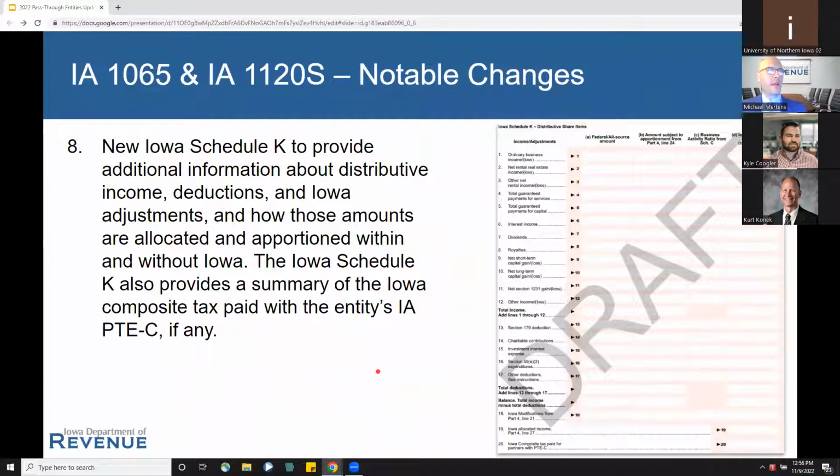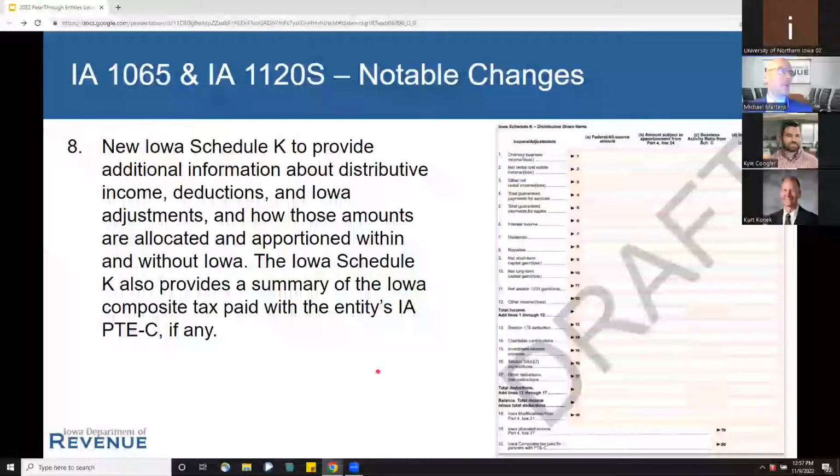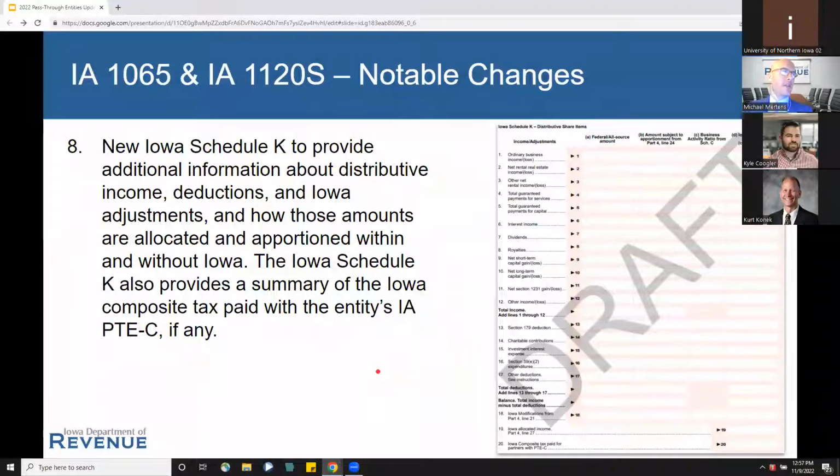We also implemented a new Iowa Schedule K, which will not look unfamiliar to anybody that deals with federal returns. This Schedule K is intended to provide additional information to the department about the distributive income, deductions, and Iowa adjustments of the entity and how those amounts are allocated and apportioned within and without Iowa. This Schedule K also provides a summary of the composite tax, the total composite tax paid for all its members with the composite tax return.